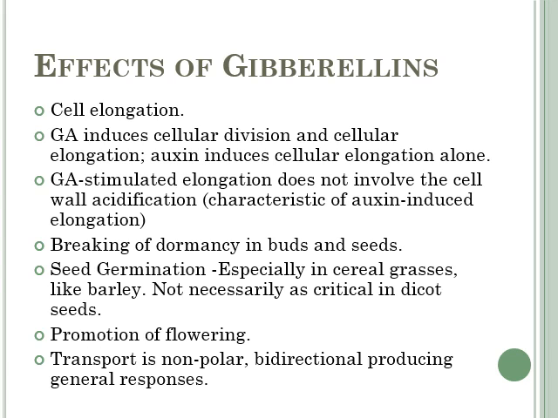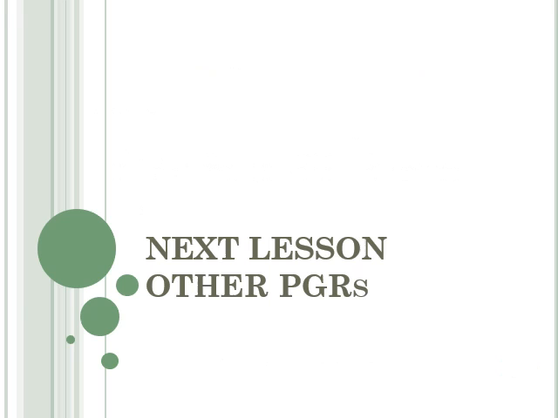The main function of auxin is cell elongation, whereas the main function of gibberellin is cell elongation and cell division, and it also helps in the tallness of the plant, that is stem elongation. So with this, we finish our two important plant growth regulators. In our next session, we will discuss cytokinins, ethylene and abscisic acid.